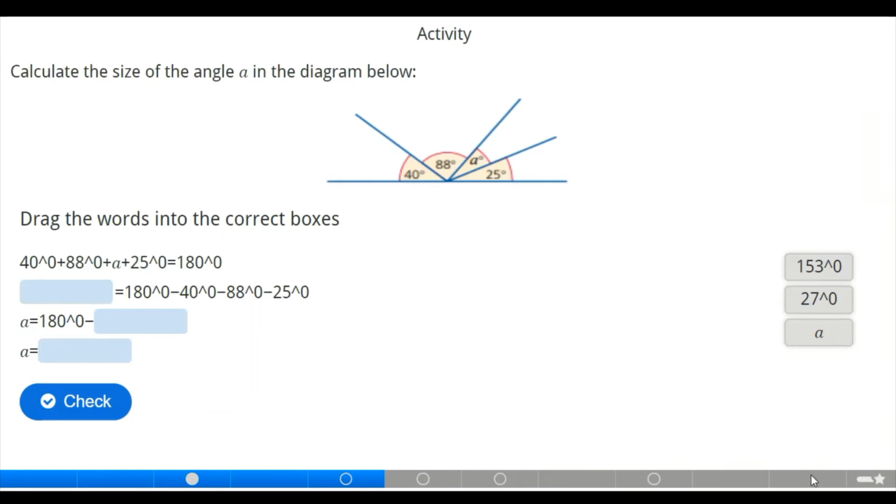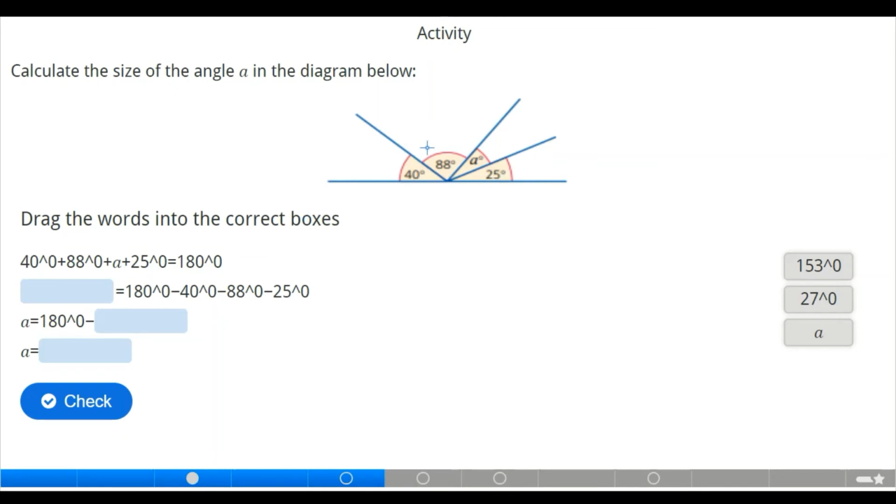Now let's look at the activity that we have here, and let's sort out the solution. We have to calculate a degrees from that diagram. If you look at this diagram, this is an angle on a straight line. We have 40 degrees, 88 degrees, 8 degrees, and 25 degrees. So we need to calculate a degrees. We're told that the sum of angles on a straight line is what?